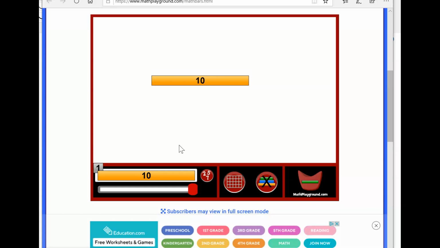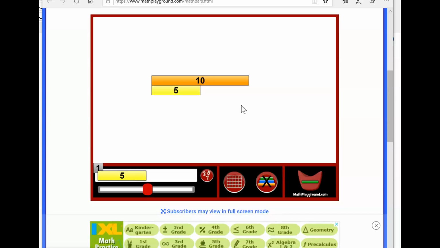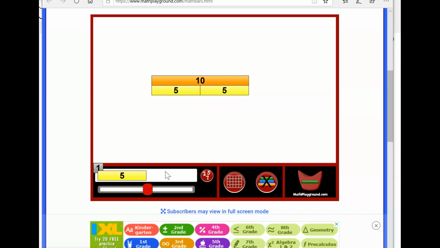If I want to find all of the factors of 10, I would examine the other size rods that I could use to make 10. So for example, let's pick a number that I know is a factor of 10. So 5. If I took out the rod that was 5, I could put 2 of those together and end up making 10. So that shows me that 5 is a factor of 10.